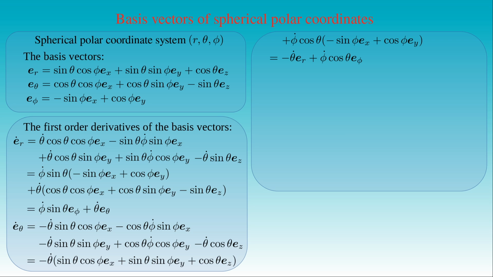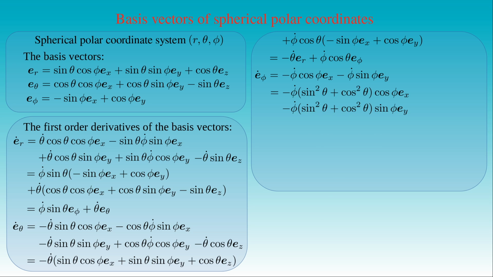If we want to compute the derivative of the basis vector E phi, we take another route. The x component of e phi is simply minus sine phi with the derivative minus phi dot times cosine phi. Its y component is cosine phi with the derivative minus phi dot times sine phi. Now we can multiply both the x and the y components of the derivative by the sum of squares of sine theta and cosine theta, which is identically 1.